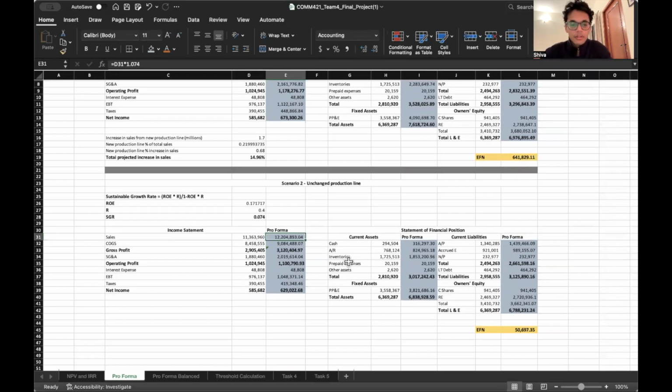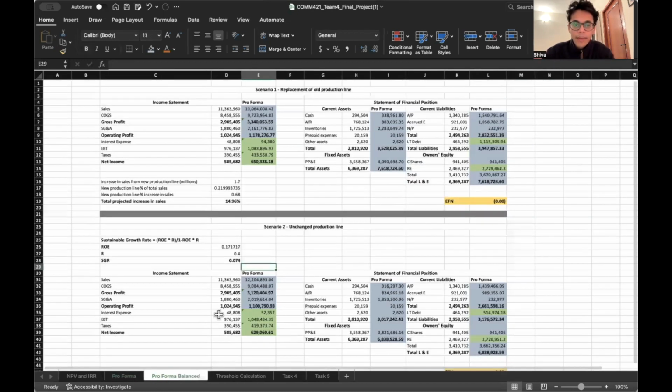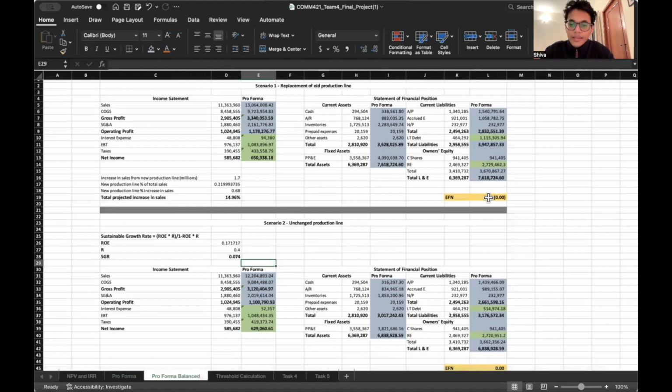And then we did the same thing for the calculations for each of these, and then we get an EFN of approximately 50,000. And to balance that, we once again went ahead and first looked at the EFN, and then we added that to long-term debt. Once you add it to long-term debt, that's going to affect your interest expense. So the new interest expense was calculated by adding long-term debt plus notes payable multiplied by the borrow rate, which was 7%. So the interest rate was 7% according to the question. So that was our new interest expense.